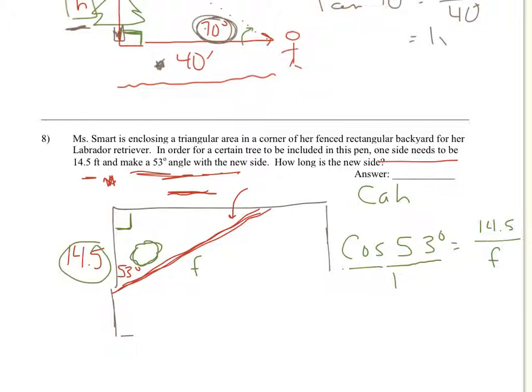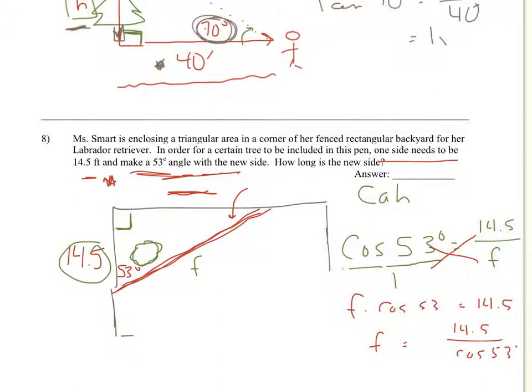And I'm hoping we all remember, with my lovely Christmas color set here, that proportions are solved by cross multiply. So f times cos of 53 equals my 14.5. And from there, to get f alone, we of course divide by the cos of 53. This should generate my answer.